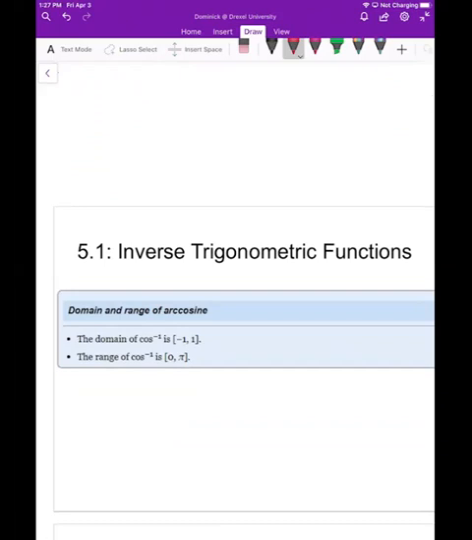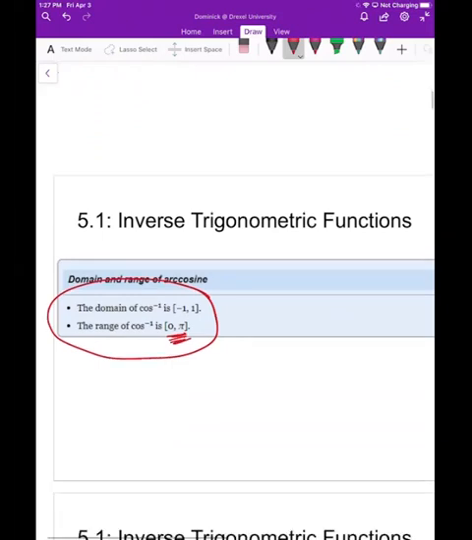Okay, now this is just reiterating the fact that your domain and range of arccosine is the flipped version of cosine. And we just make sure that we restrict cosine to be from 0 to pi so that we don't have any double values. We want this to be a one-to-one function.